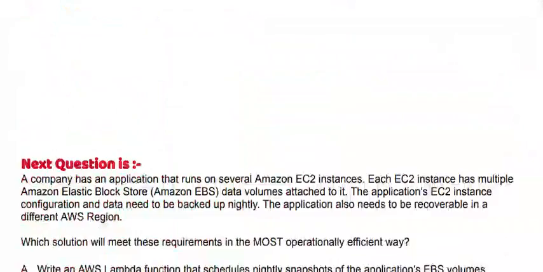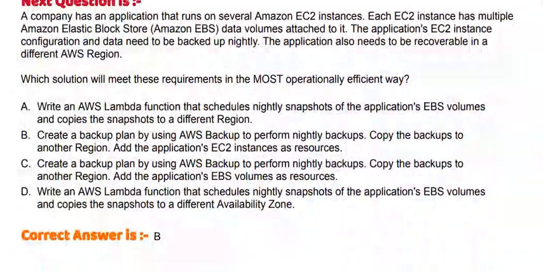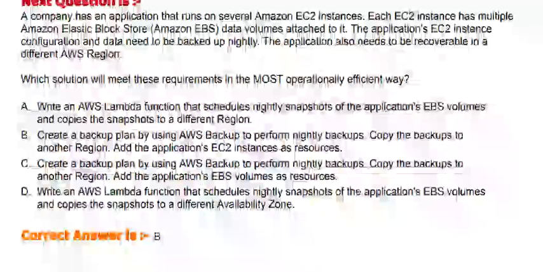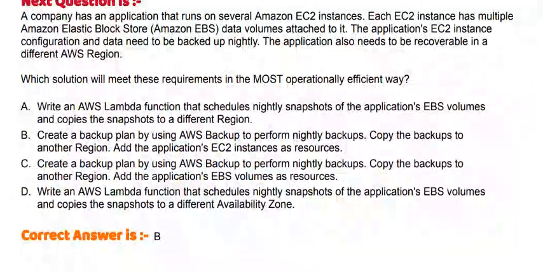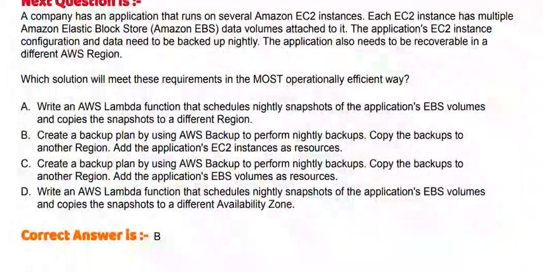Next question is: A company has an application that runs on several Amazon EC2 instances. Each EC2 instance has multiple Amazon Elastic Block Store data volumes attached to it. The application's EC2 instance configuration and data need to be backed up nightly. The application also needs to be recoverable in a different AWS region. Which solution will meet these requirements in the most operationally efficient way?